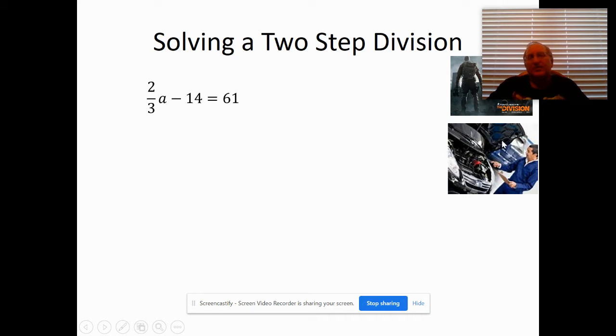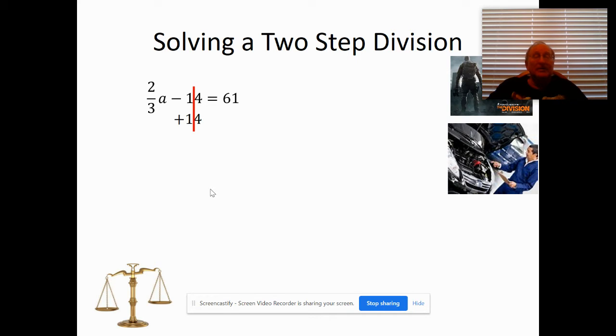You need to undo things just like in our mechanic, how he undoes things. The first thing he opens before he can work is the hood. So that's the last thing I want to do. So here, normally think about multiplying by 2/3. So I want to undo the subtracting of 14, which I do by doing its opposite, which is adding 14. Always undo by doing the opposite.